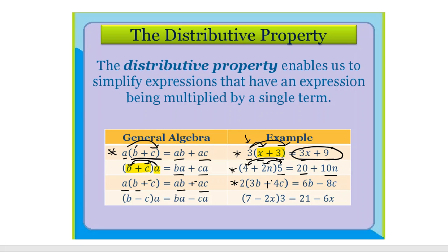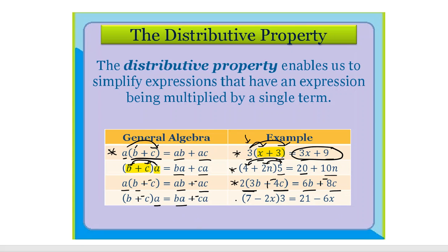This is a subtraction, so I'm just going to change that to adding a negative. 2 times 3b is going to be our 6b. And then 2 times our negative 4c is going to give us a negative 8c. In the last example, we can see that we have our variable on the right-hand side of the parentheses. Inside the parentheses, we have a b subtract c. So we're going to change that to adding a negative. And then b times a is ba, and negative c times a is negative ca.